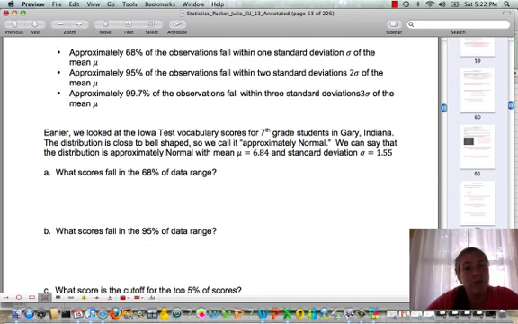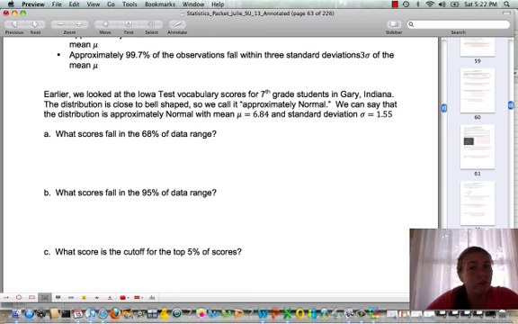So earlier we looked at the Iowa Test vocabulary scores for 7th grade students in Gary, Indiana. And it was close to a bell shape, so we went ahead and called it an approximately normal graph. So we can say that that distribution is approximately normal with mean mu equals 6.84 and standard deviation sigma equals 1.55. In your activity packet, you might notice these Greek letters with the numbers didn't fill in. So make sure that you write those in for yourself so you don't look back and wonder where these came from. And I think it was just a printing issue, so hopefully we don't have any more printing issues.